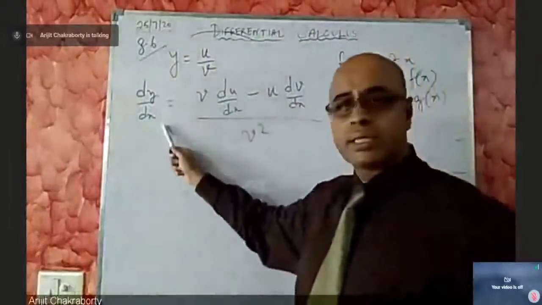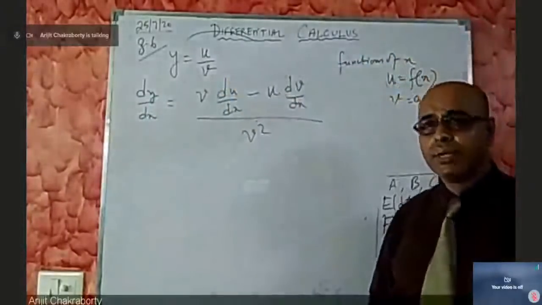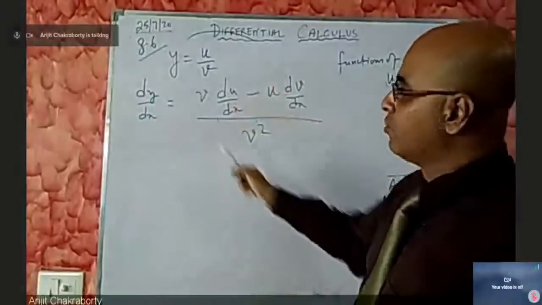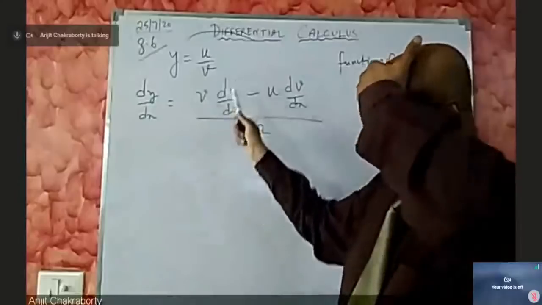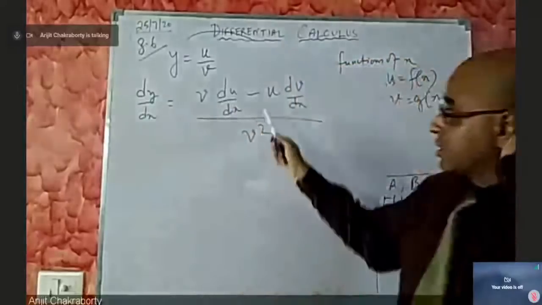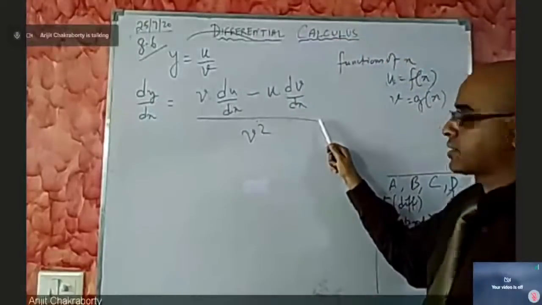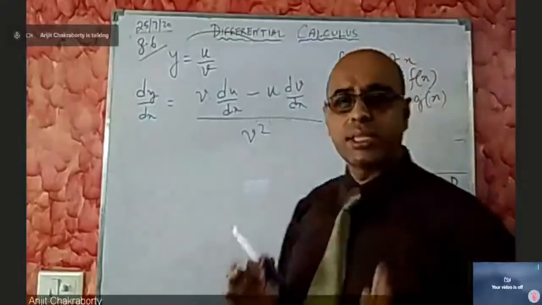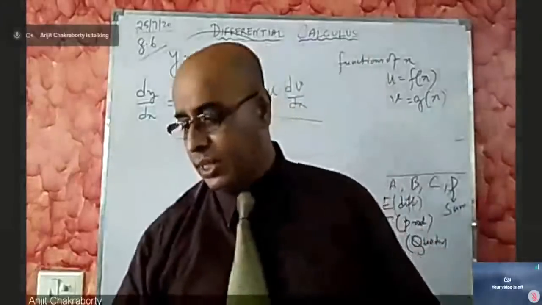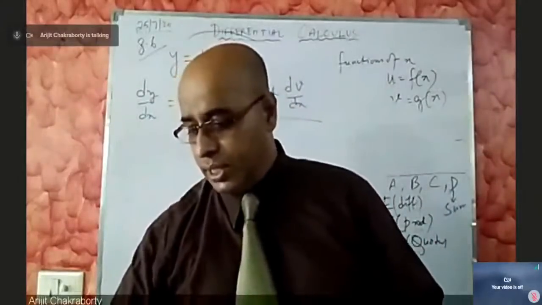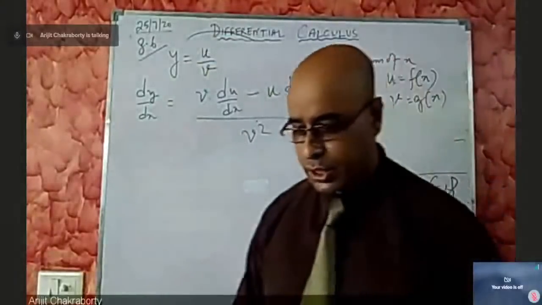So dy by dx, in case of y equal to u by v, we divide it in this way. V, that is the denominator, the second function, is kept outside. We calculate du by dx minus u, the first function, multiplied by dv by dx, divided by v square. Okay, so this gives us the formula. And now let us see an application of this. So I am taking up an easy example initially.